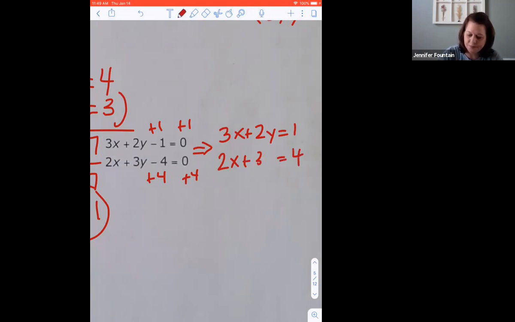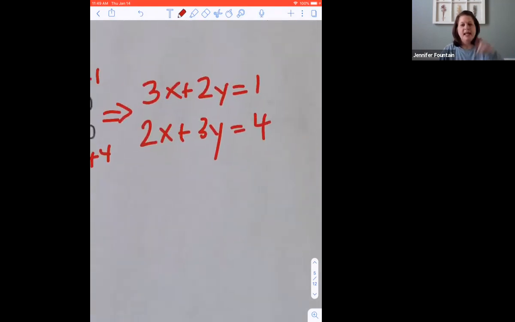Now, I look at them and I go through my list. Can I set them each to y equal to y? Nope, because I have 2y in one and I have 3y in the other. So I do not have y's by themselves. Second thing, do I have opposite terms? Nope, I have 3x and 2x. I have 2y and 3y. Those are not opposites of each other.